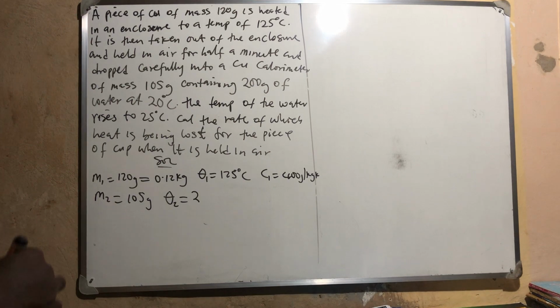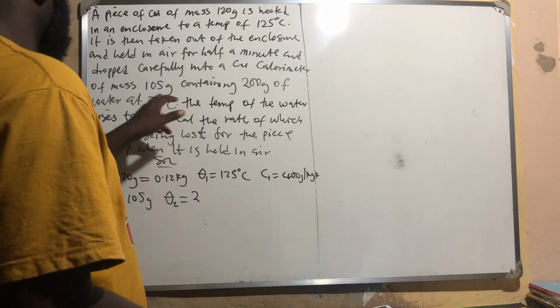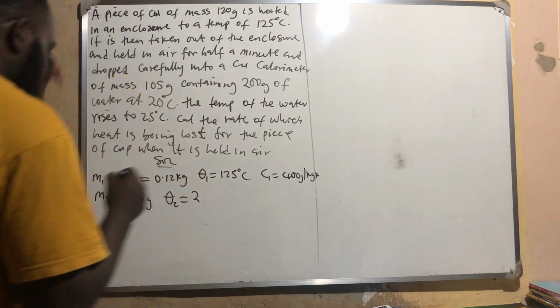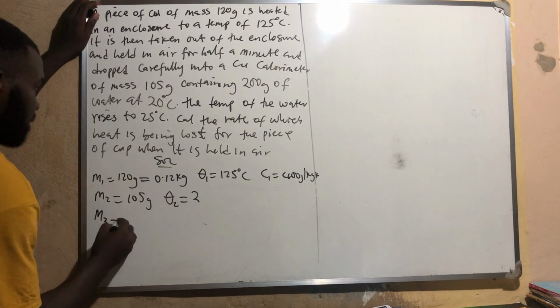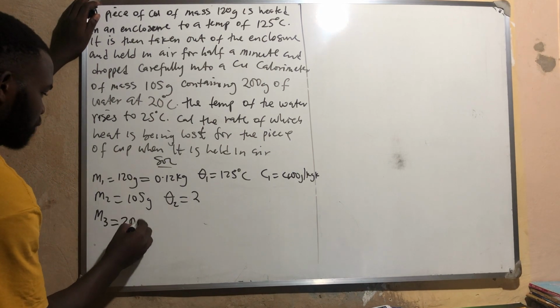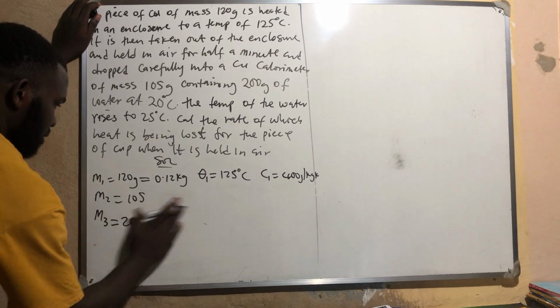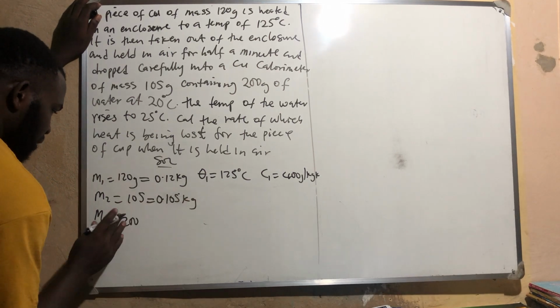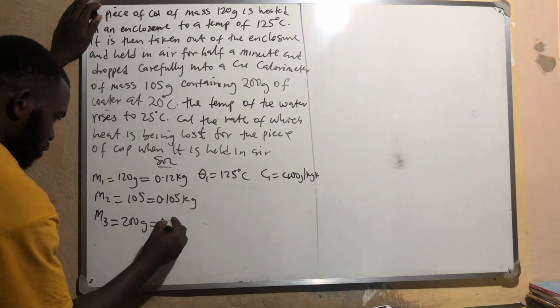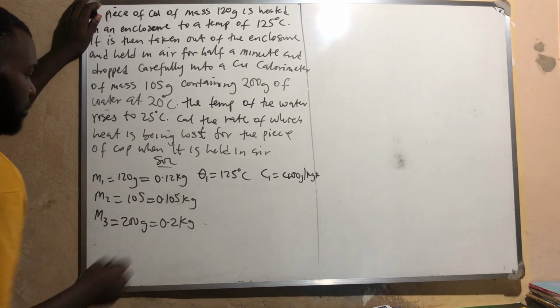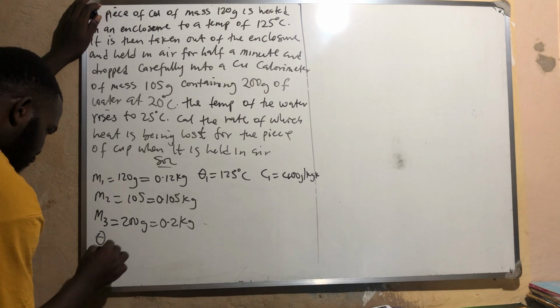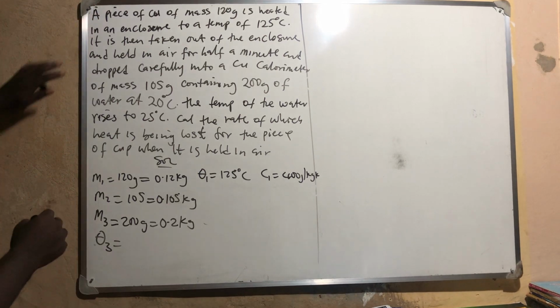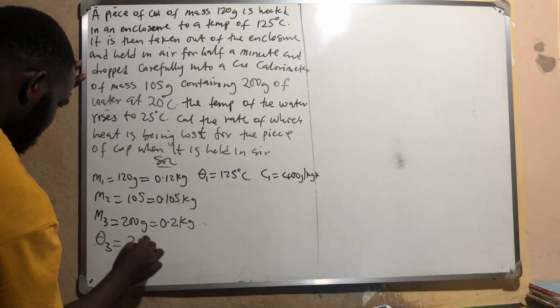Into a calorimeter containing water, the mass of the water, MO3, is 200 grams. The mass of the calorimeter is 0.105 kg, and 200 grams is 0.2 kg. The temperature of the water was 20 degrees Celsius.